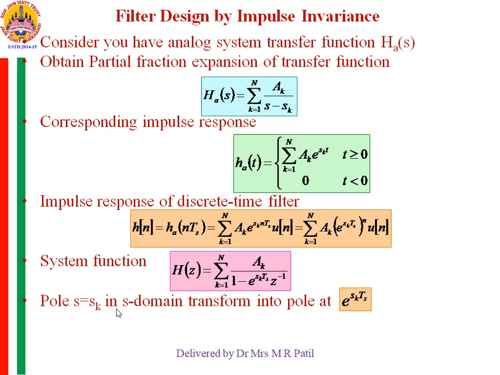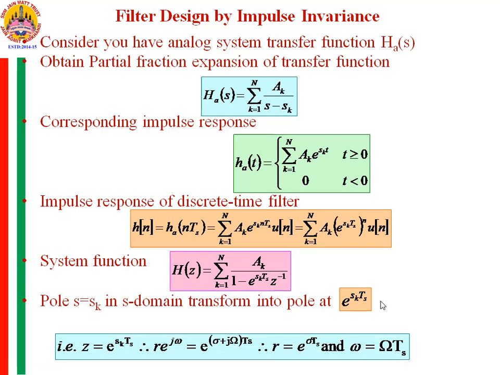So the pole location you have, S equal to s_k in the S domain, transforms to a pole at e raised to s_k Ts. So z is equal to e raised to s_k Ts. Z we generally represent in the polar form as r e raised to j omega. If you compare the real and imaginary parts of both sides, what you observe is that the magnitude r is equal to e raised to sigma Ts, and omega is equal to Omega Ts.